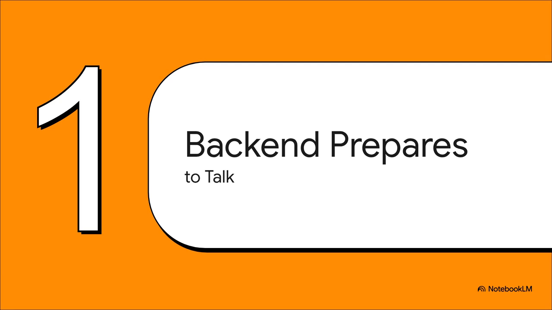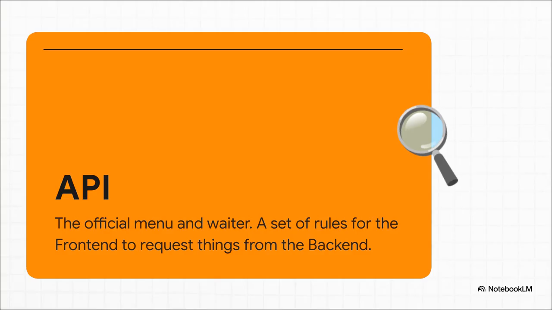Well, it all has to start in the kitchen. The back end has to make the first move. It needs to set up a way to take orders from the dining room and send out dishes. It has to create the whole system for communication. And that system is what we call an API, or Application Programming Interface.